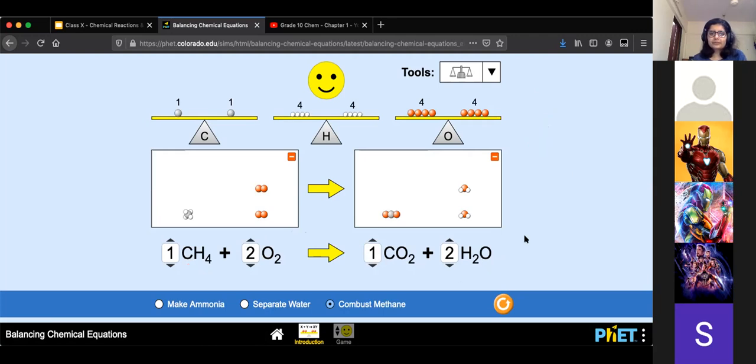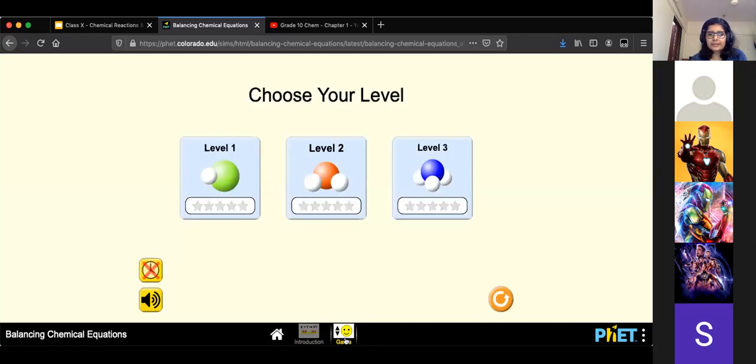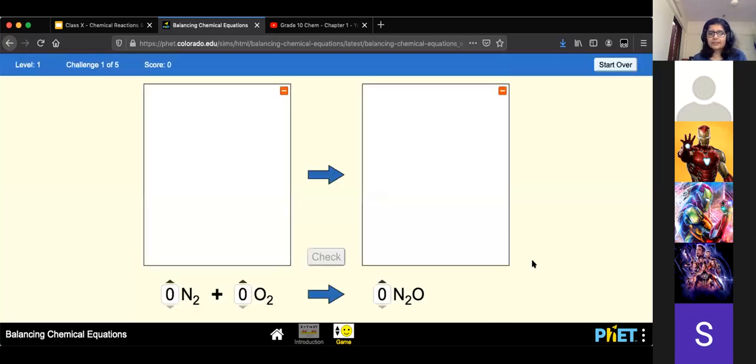Okay. So this particular simulation has these 3. You can play around with it. I'll send you the link for this particular thing. Apart from that, it has a game mode. You can use this for practice. Obviously, level 1 is easy. N2 plus O2 gives N2O. Okay, balance this.